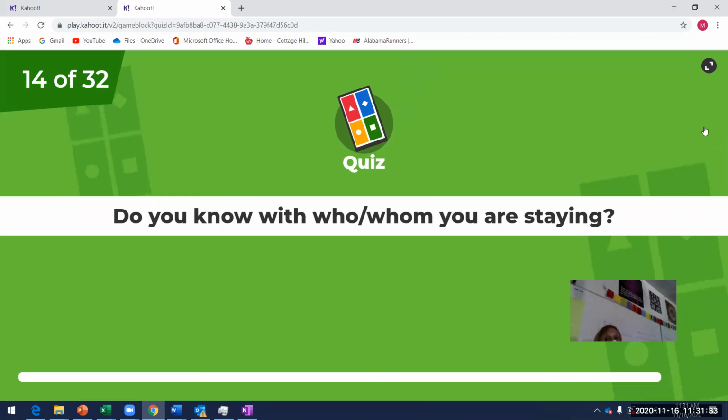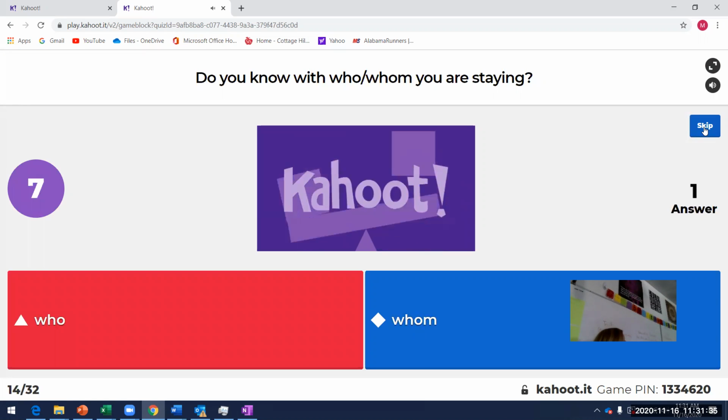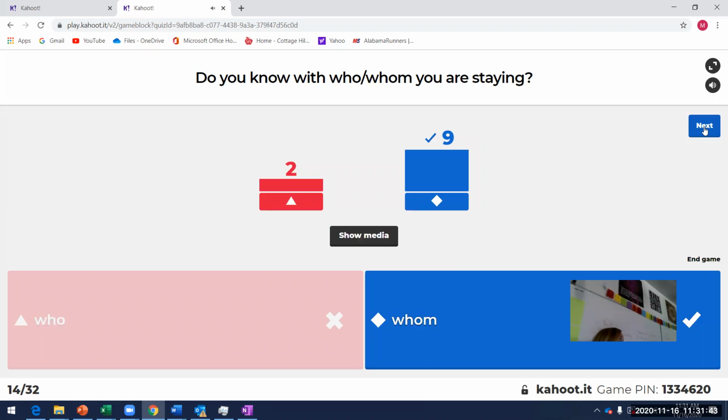Do you know with who or whom you are staying? Red is who, blue is whom. All right, do you know with whom? It's objective, right? With whom? With is a preposition, so it is the object of a prepositional phrase. So whom is right. If it was the subject, it would have been who.